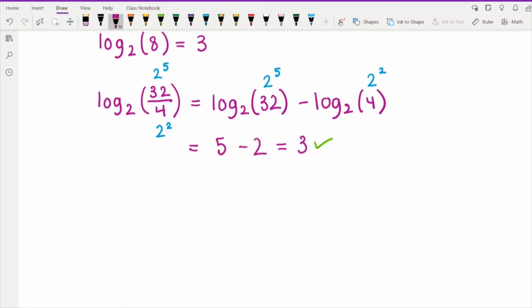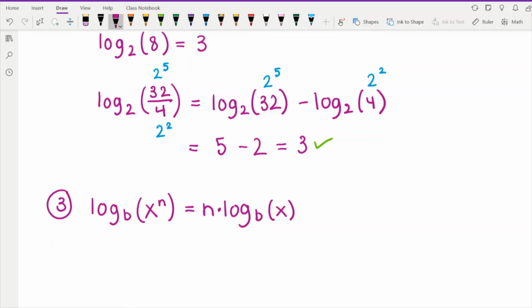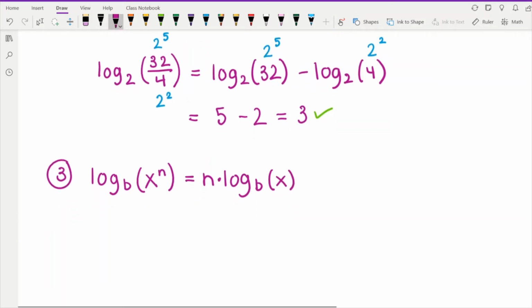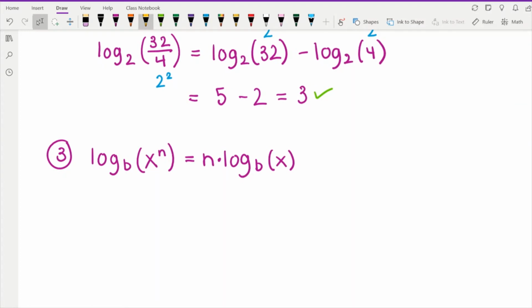Okay, last example to verify this last rule. So the last rule was saying that if you have a logarithm of x raised to a power, you can rewrite that by bringing down that power and multiplying it with the logarithm. Okay, so let's do an example for this one. Let's say we're trying to find log base 2 of 16. So we know that log base 2 of 16 is 4, right? Because 2 to the 4th power is equal to 16.